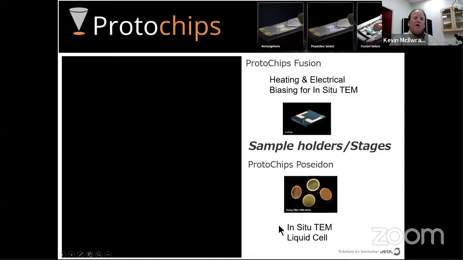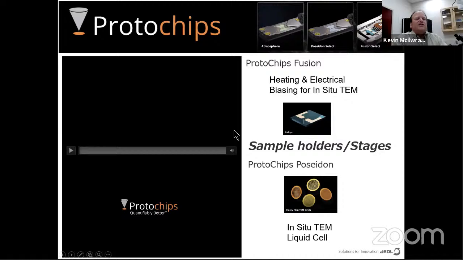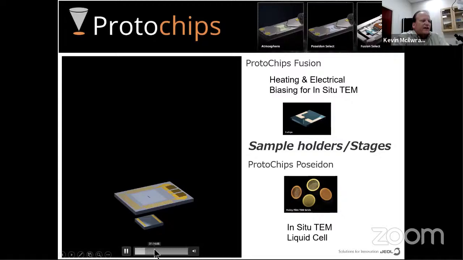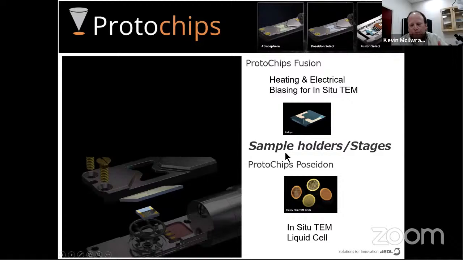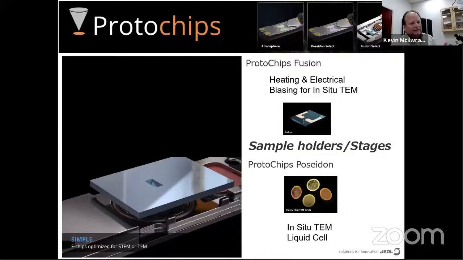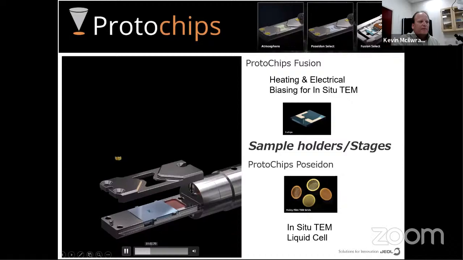Protochips is one company that actually makes heating and electrical biasing holders. They make liquid holders. So you look at a liquid cell, and we'll see if we can get to the data here. These chips are really pretty cool because there's a lot you can do. You can see this breakout of the holder and how we put things together. There's actually fluid in the holder, so we could image things in a liquid environment.